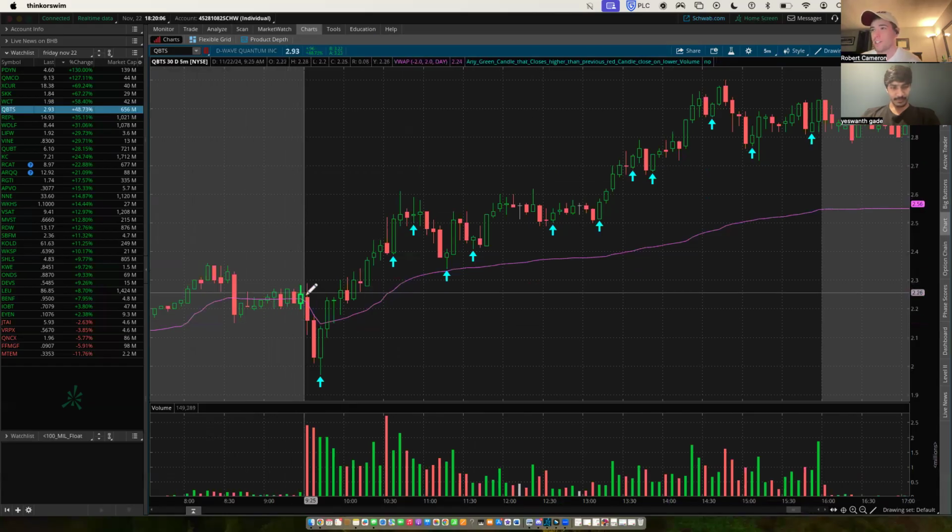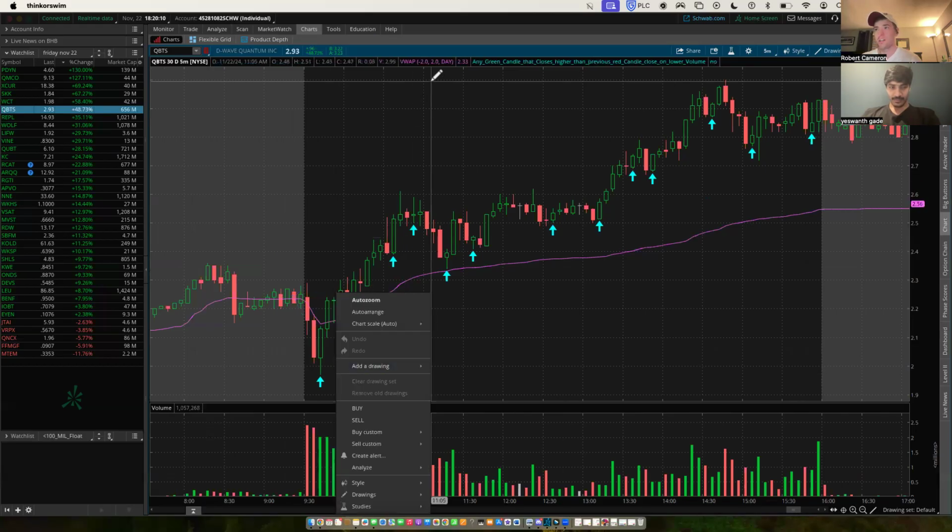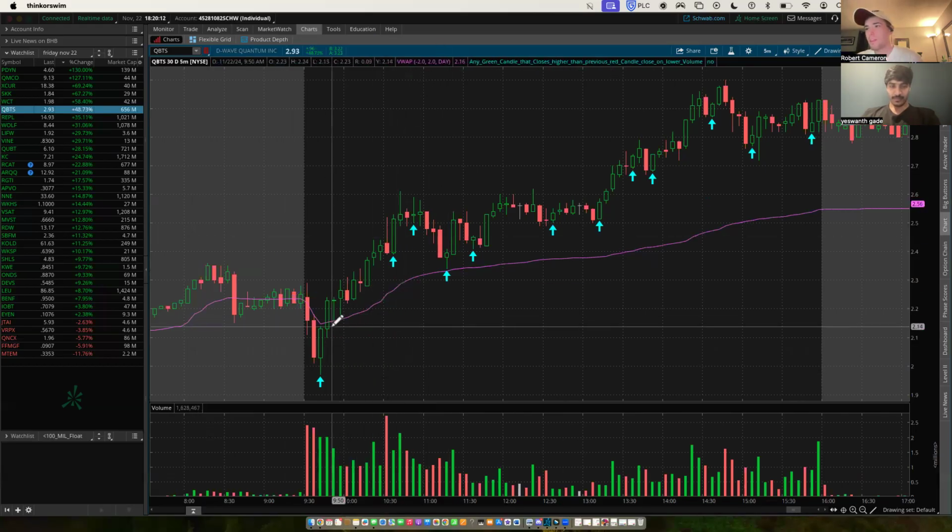You have this great dip out the gate. I think from the open, it fell 11%. That's exactly what you want to see. You get the first reversal signal under VWAP. So it's happening quick. Not a lot of time to really think about it in the first 15 minutes.